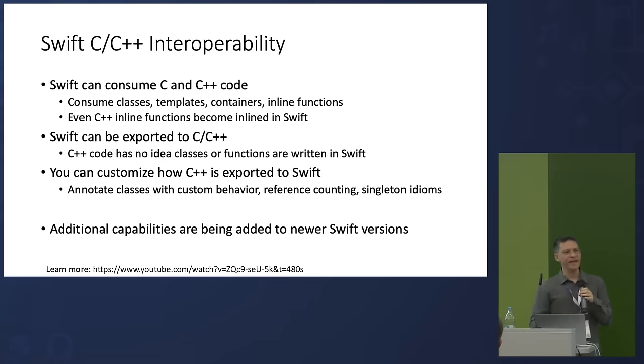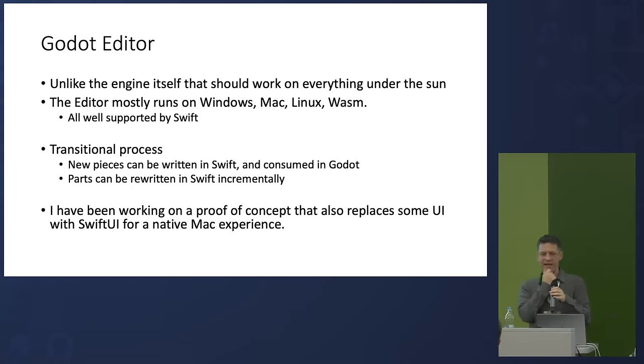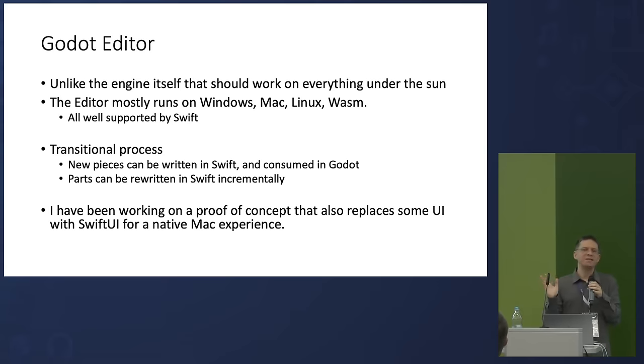So given this, I was pondering out loud the other day, and I think that while the engine probably should remain in C and C++, because there are just so many platforms that we don't even know about. There might be NDA platforms that we don't know exist that Godot needs to target. But the editor, on the other hand, realistically, it's Windows, Linux, Mac, WASM, and Android? Yeah, Android, all right, it also supports Android.